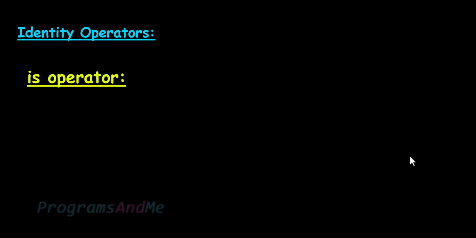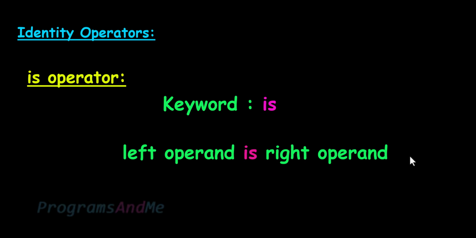The first operator is 'is' and the second operator is 'is not'. So first let's learn about the is operator. The keyword used is 'is' and the syntax is: left operand is right operand. It is a binary operator, needs two operands to operate, and it returns either true or false.